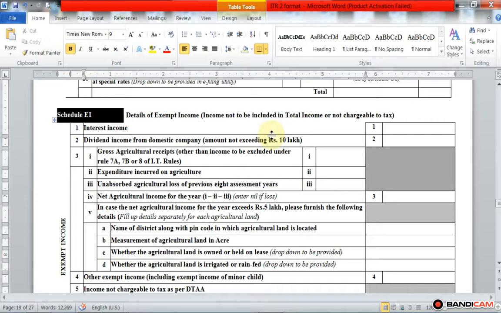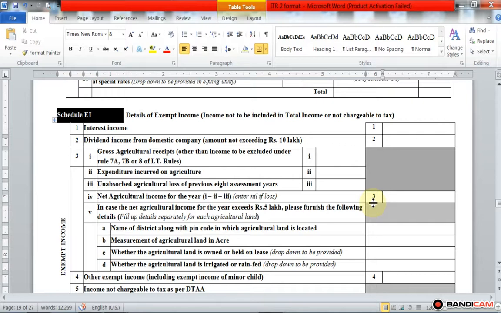Then unabsorbed agricultural loss of previous 8 assessment years. Net agricultural income, then we get net agricultural income because we make a total and that total is put in column number 3. Okay, we make the total of 3 columns and put the figure here, that is net agricultural income: 1 minus 2 minus 3, we get the net agricultural income.